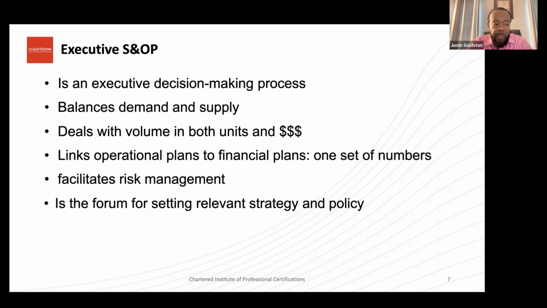Now there are going to be enterprise environmental factors that are out of our control. But if we are cognizant of the macros, if we are aware of all of the global disruptions that we may encounter, we're able to identify mitigation strategies to combat those risks. And executive sales and operations planning is the foundation to create that strategy and policy for the organization.